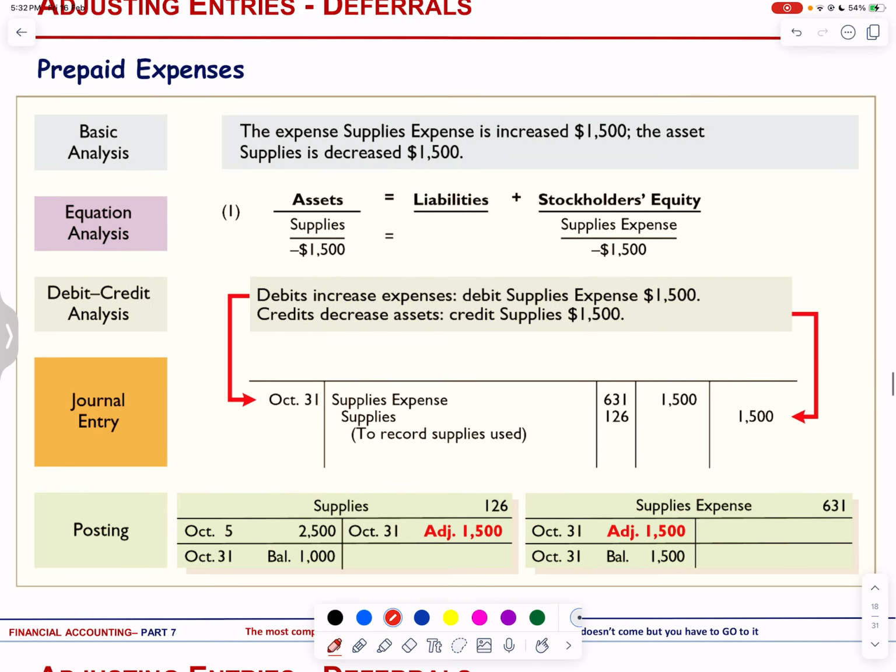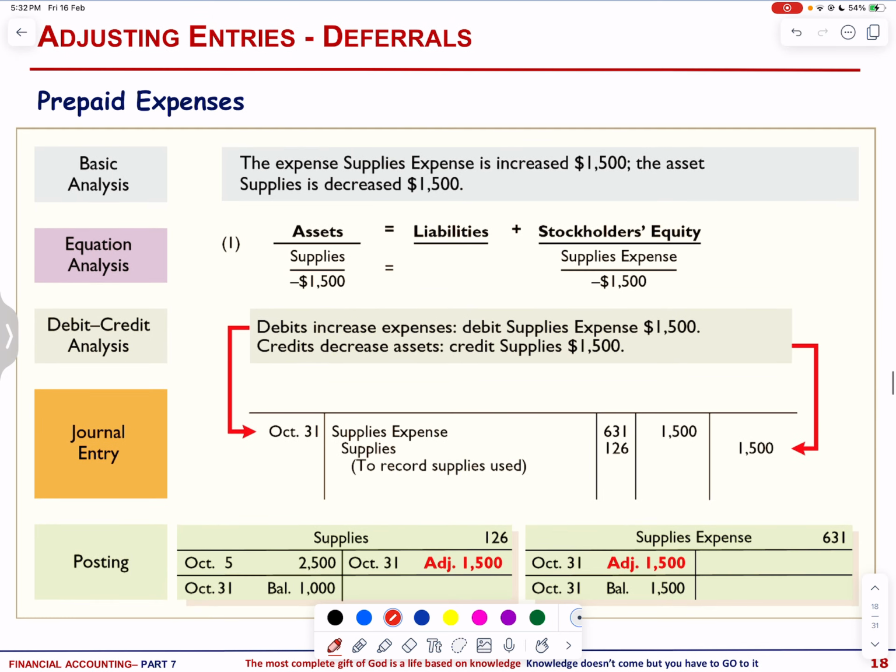Let us talk further about it. The supplies expense has increased by 1,500 and supplies has decreased by 1,500. For an increase in expense, we debit the expense, and for a decrease in asset, we credit the supplies. So supplies expense is debit and supplies is credit.